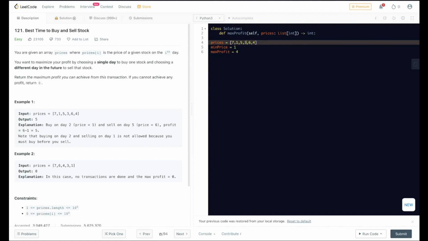Thus, we're going to reiterate what we have done in the last step of the algorithm and subtract our min price of 1 from 3 and obtain 2. Since 2 is less than our max profit, we're not going to update our max profit and move on.